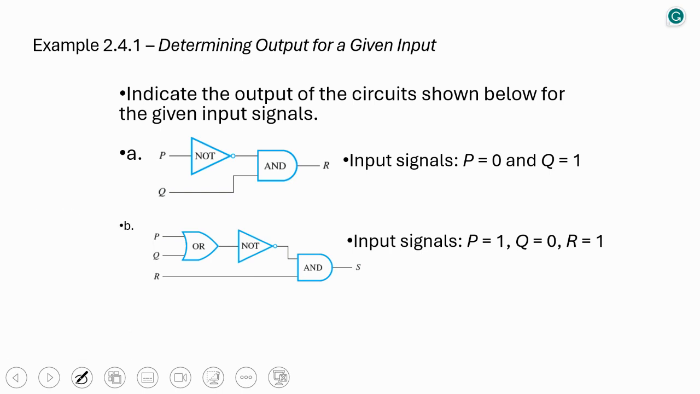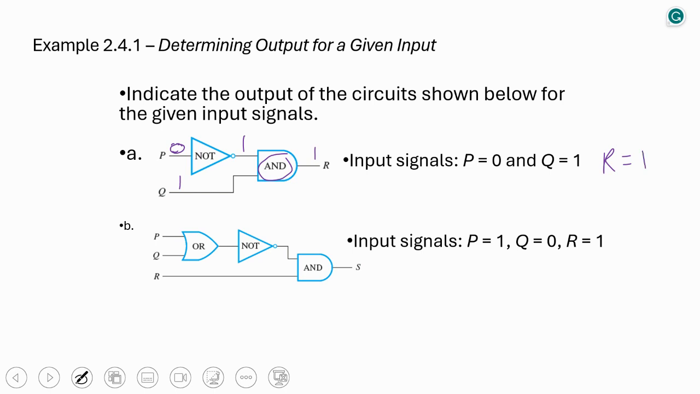So if P is a 0 and Q is a 1. Now, once the 0 goes through the NOT gate, it becomes a 1. And so what's being input into this gate, the AND? We have a 1 and a 1, and so the output will, of course, be 1. So the output R is 1.